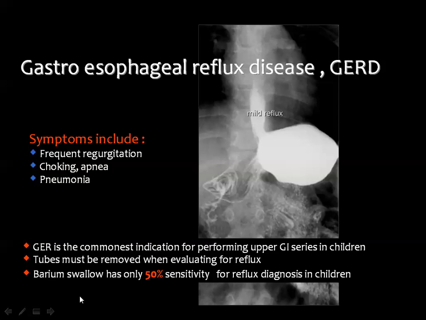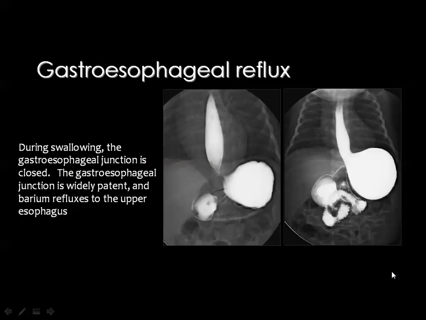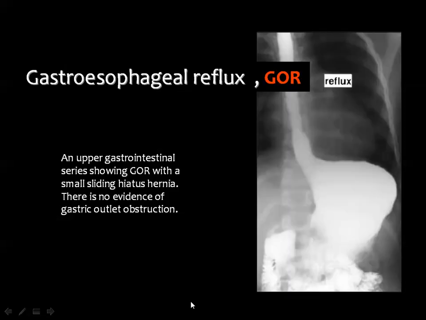Then the barium swallow has only 50% sensitivity to detect reflux in children. During swallowing, there should be occlusion of the gastroesophageal junction, but in this case, you see that the gastroesophageal junction is widely open with reflux of barium from the stomach into the lower part of the esophagus.